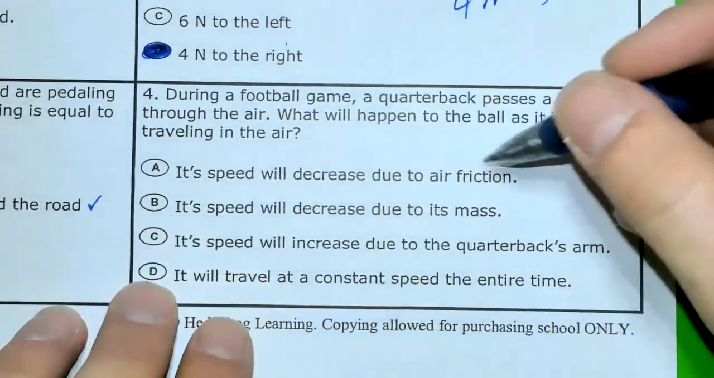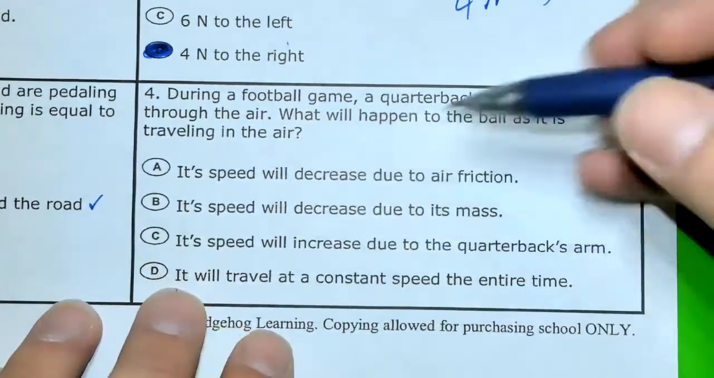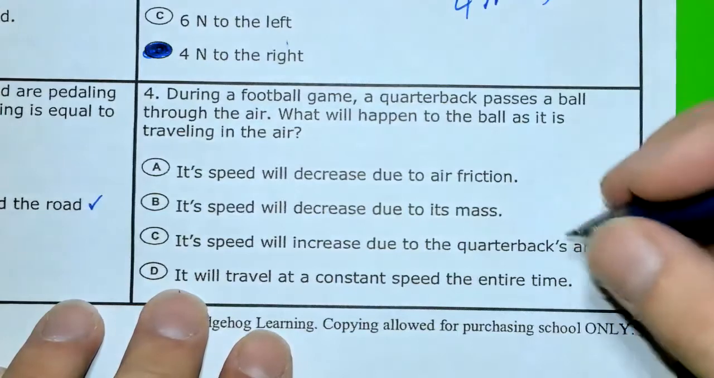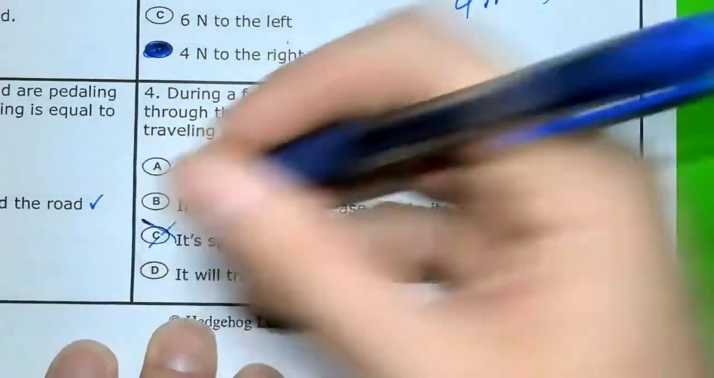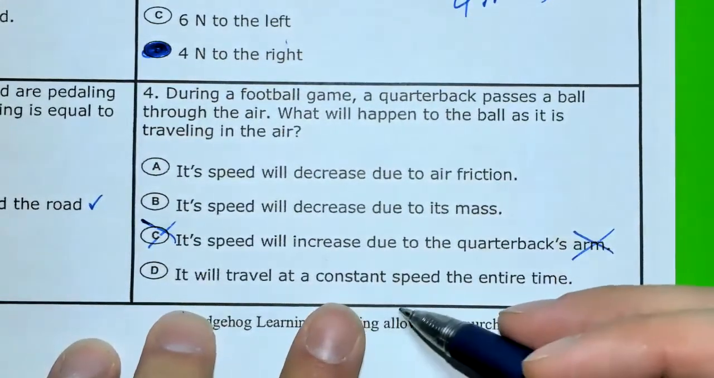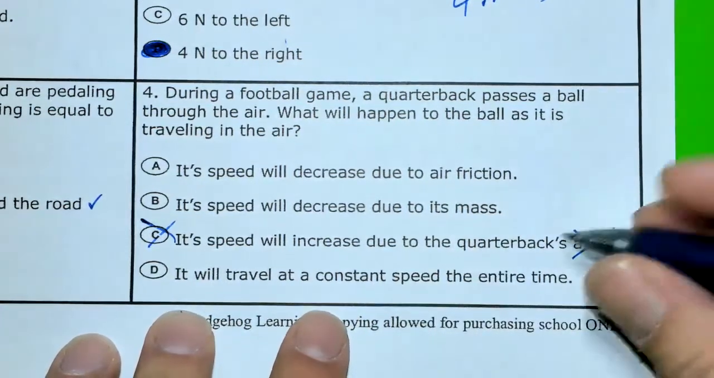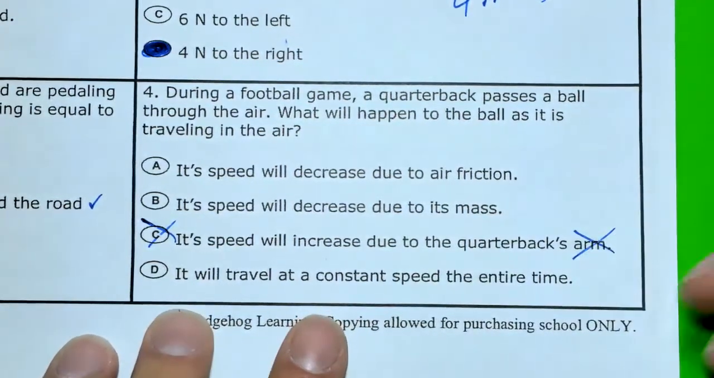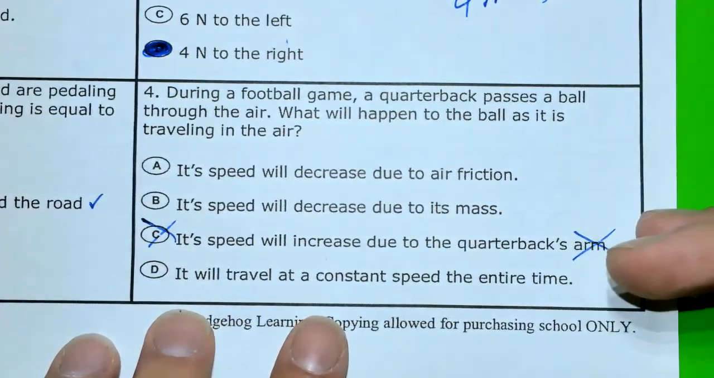Its speed will decrease due to air friction. Its speed will decrease due to its mass. Its speed will decrease due to the quarterback's arm. Well, I don't think anything has to do with the quarterback's arm here, right? Or it will travel at a constant speed the entire time. We know that it doesn't travel at a constant speed, right? As it leaves the quarterback's arm, it's traveling quite fast. But as it hits friction in the air, it starts to slow itself down.